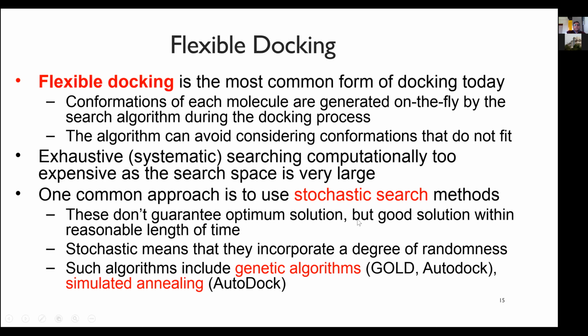Flexible docking. Now, this is the most common form of docking. Almost 90% of your softwares will use the flexible docking procedure. In flexible docking, you consider the ligand as a flexible entity. So you do conformational sampling inside the active site, and the conformations of the ligand are generated on the fly. You place the ligand and you do conformational sampling. And as I told you, the number of conformations generated is dependent upon the number of rotatable bonds in the active site.